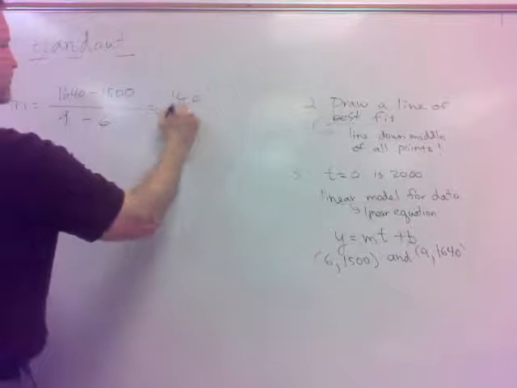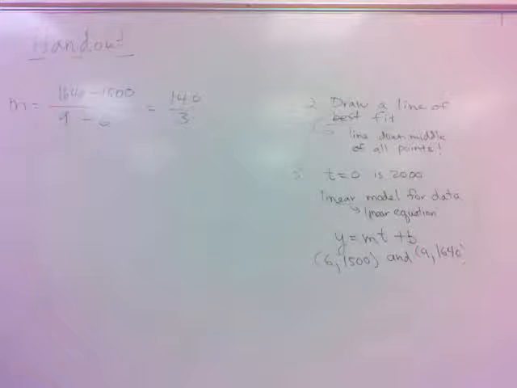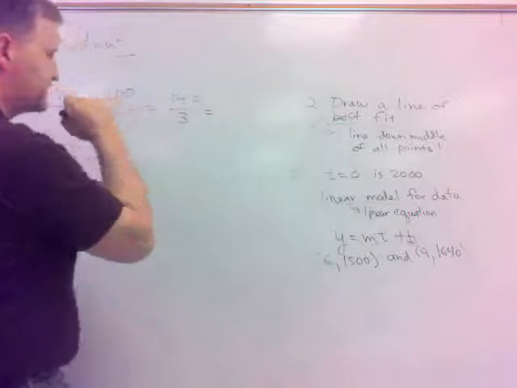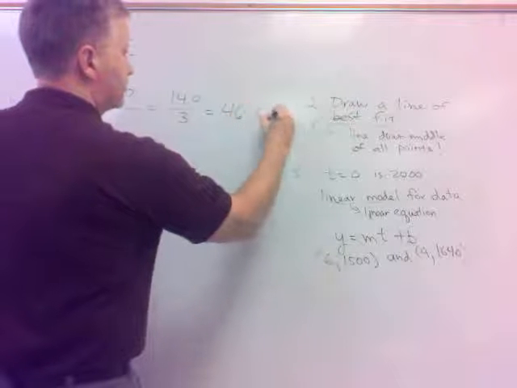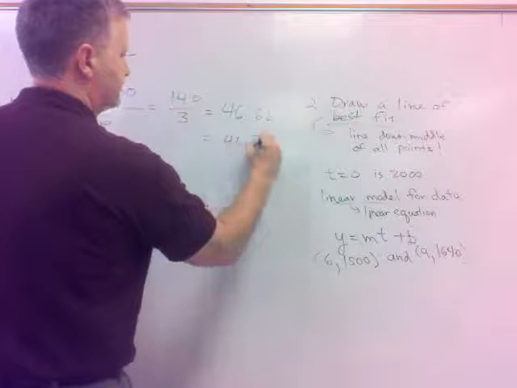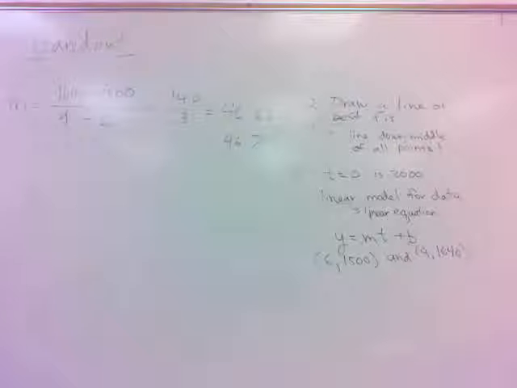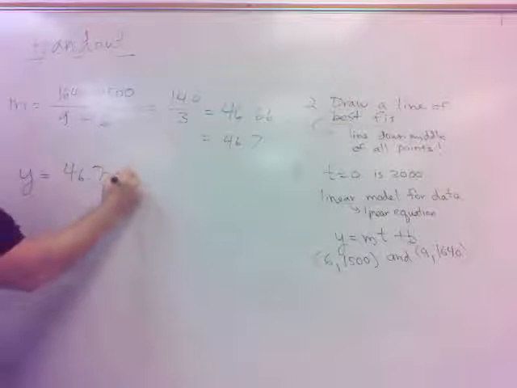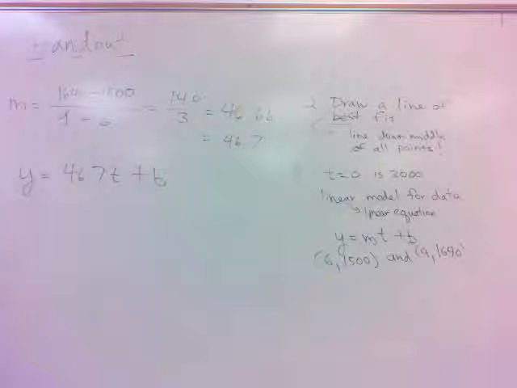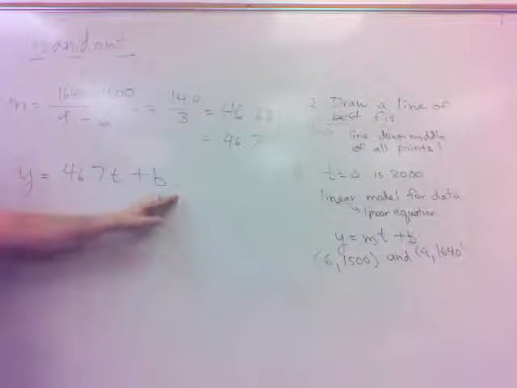140 over 3, which is a pretty good fraction, but again, since this is data, let's round it off to a decimal place here. What is that? 46.6 repeating. So let's say 46.7. Slope is 46.7. Okay, so now I know my m is 46.7. So I know it's y equals 46.7t plus b. Now all I need to do is figure out the b.